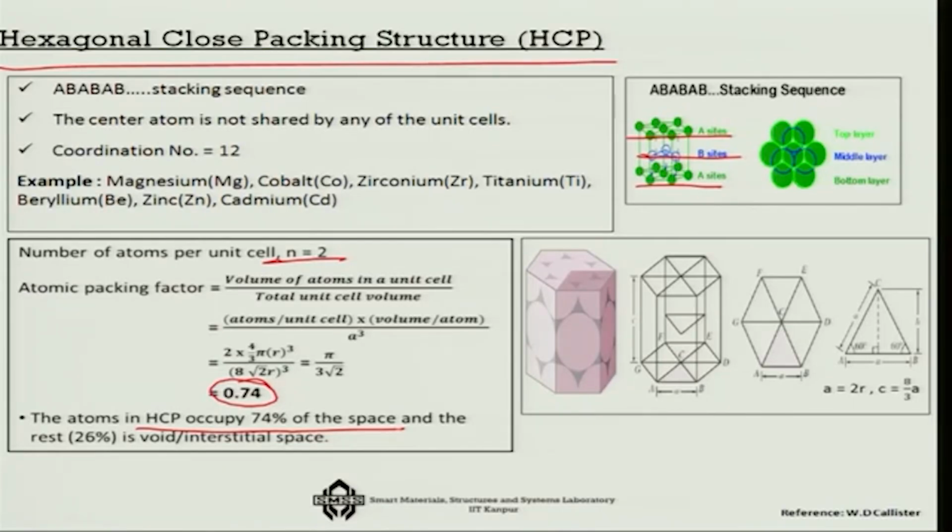Materials which show this are magnesium, cobalt, zirconium, titanium, beryllium, zinc, cadmium, like that. Interestingly, some of these materials are also very high in terms of density. For example, titanium is much more dense than steel itself or iron. So, that is possibly due to the hexagonal close packing structure.